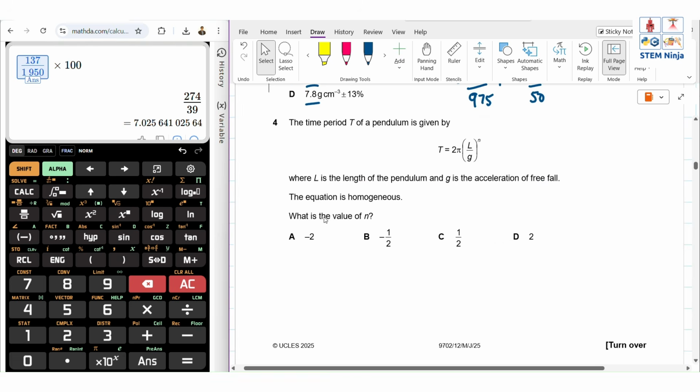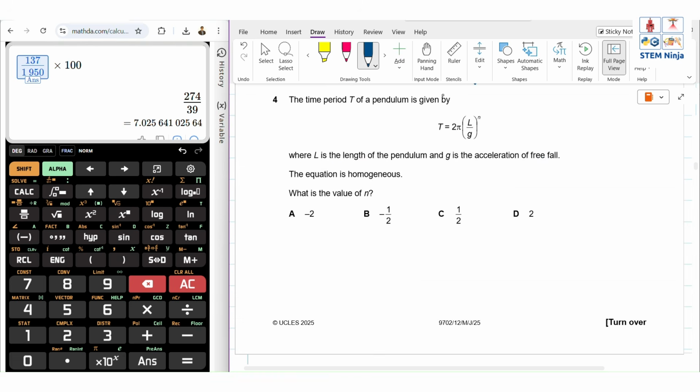The time period T of a pendulum is given by the formula, where L is the length of the pendulum and g is the acceleration of free fall. The equation is homogeneous. That means the units on the left-hand side match the units on the right-hand side. What is the value of n? So basically, this is just simple math. Again, we have to figure out what the index is over here.